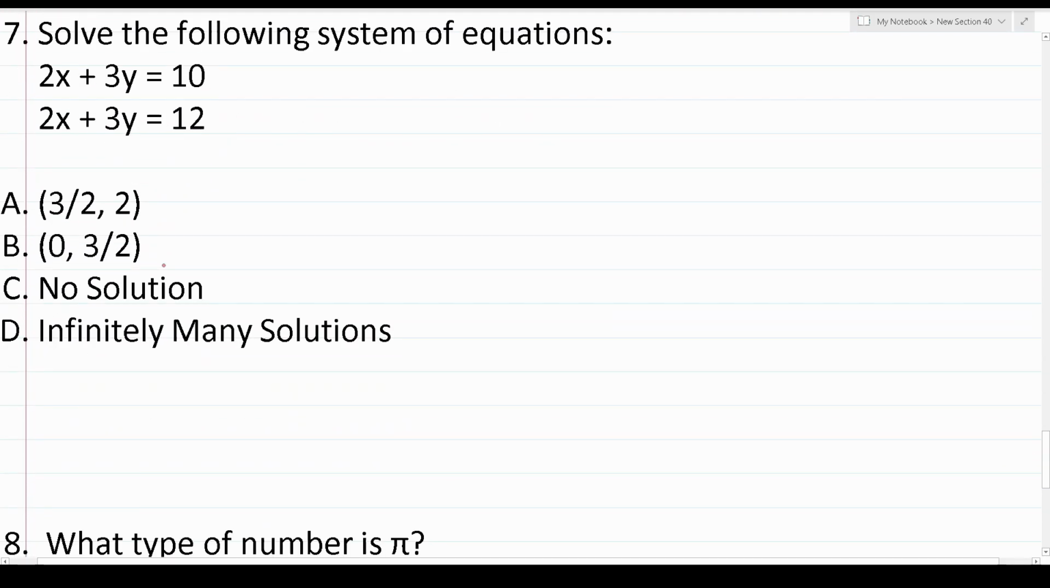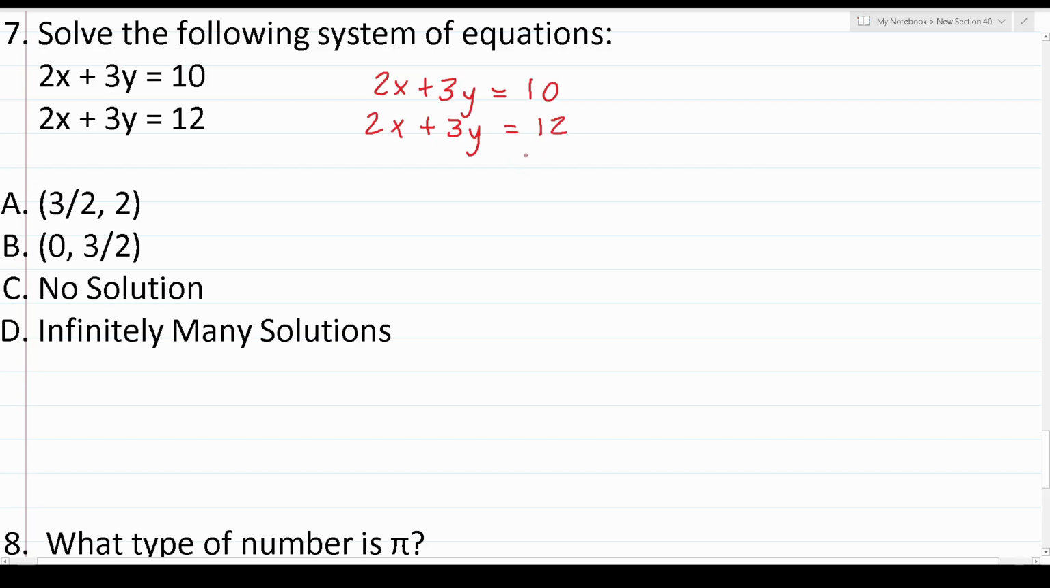All right, so number 7 says solve the following system of equations. We have 2x plus 3y equals 10 and 2x plus 3y equals 12. I'm going to start by copying this one off to the side. Again, we have 2x plus 3y equals 10, and then we have 2x plus 3y equals 12.